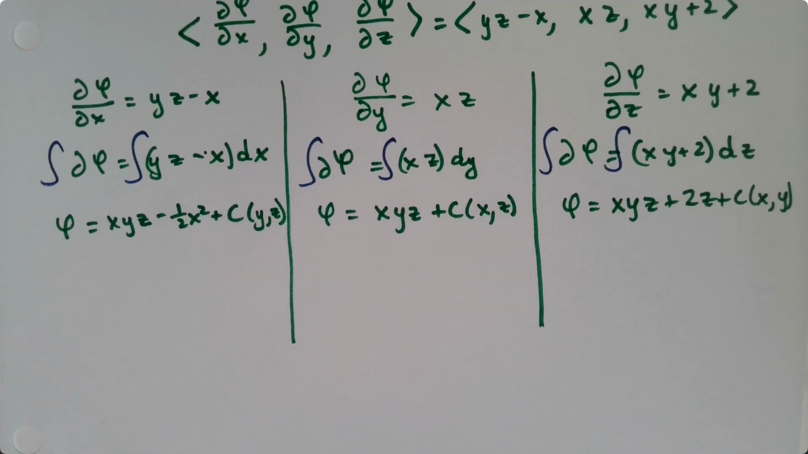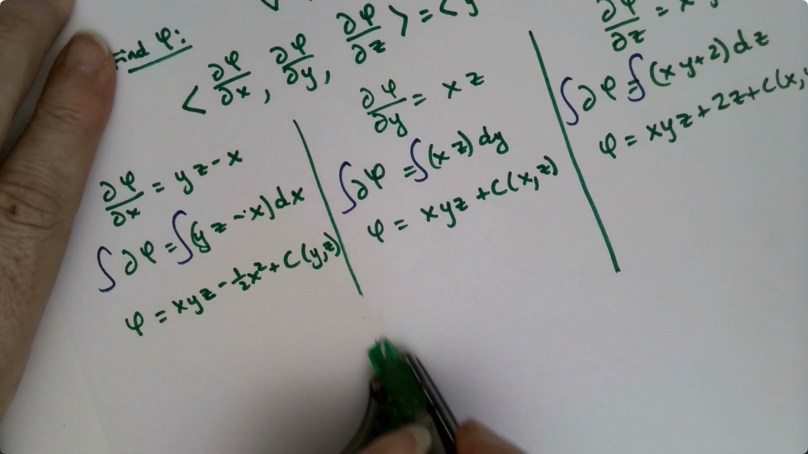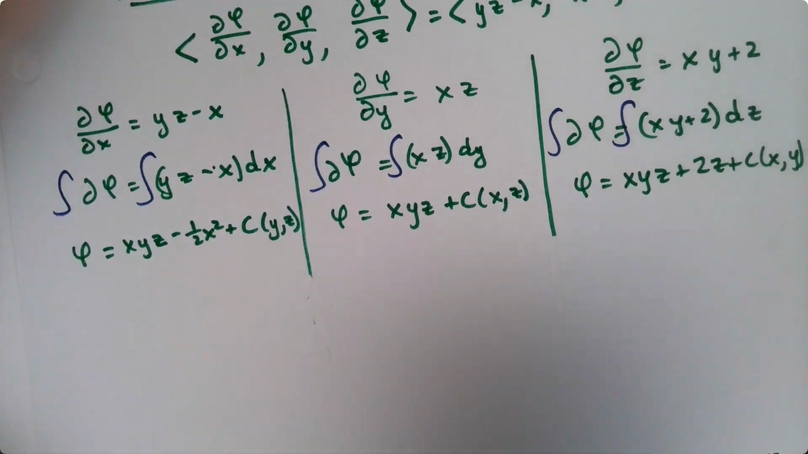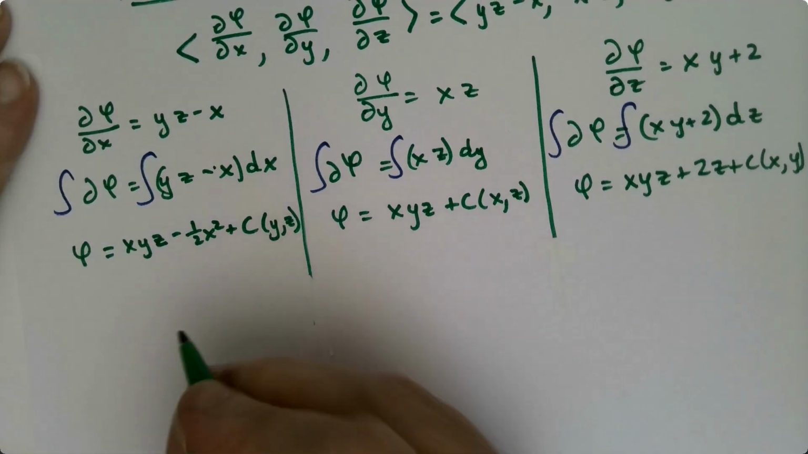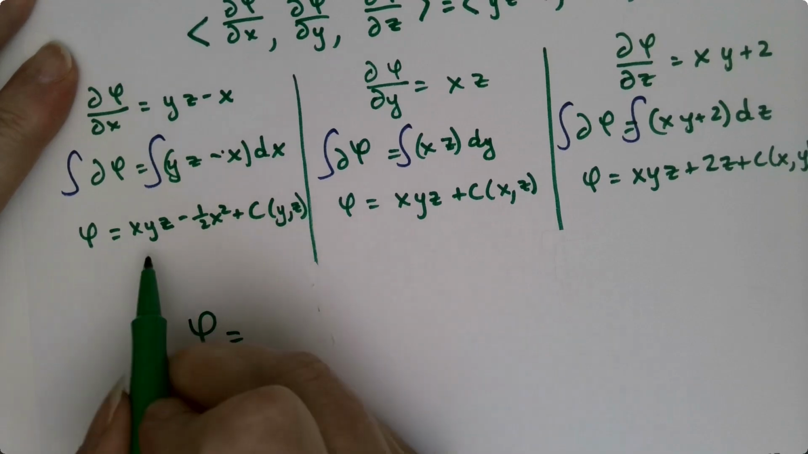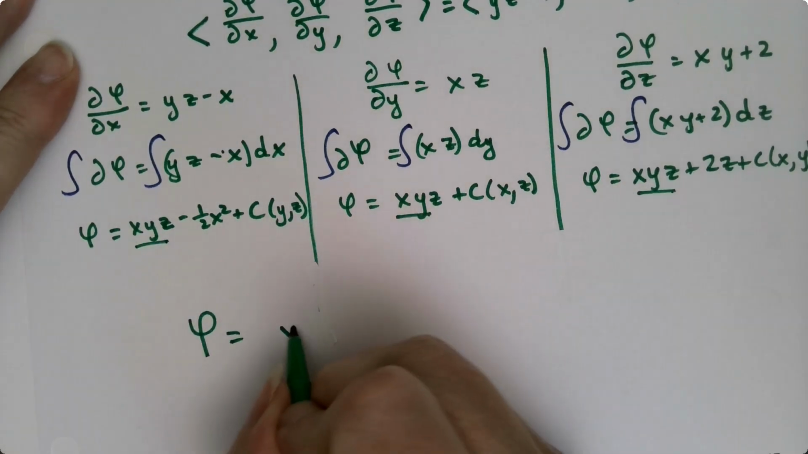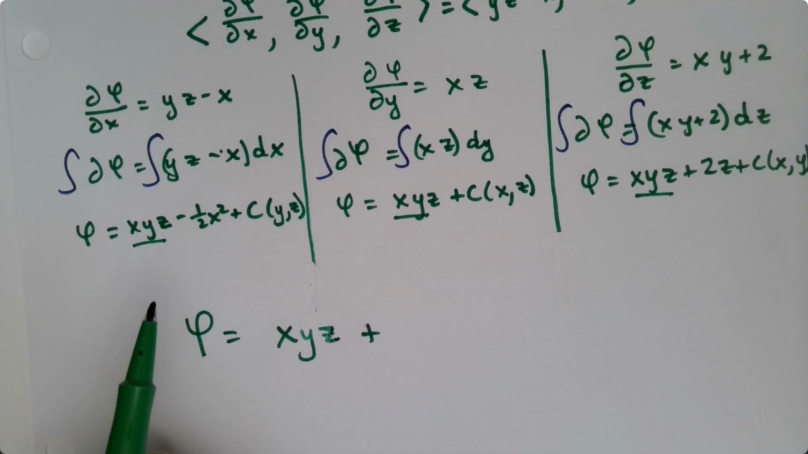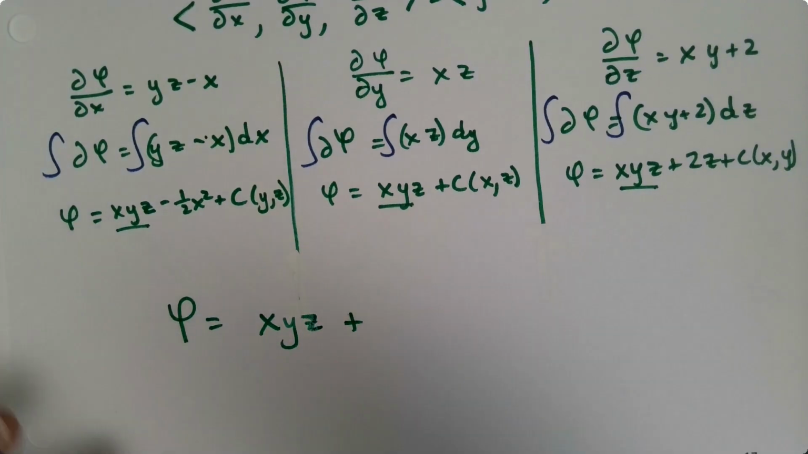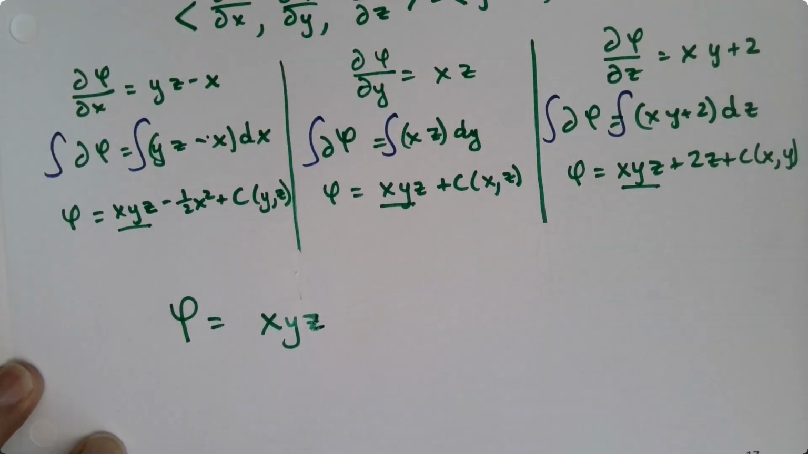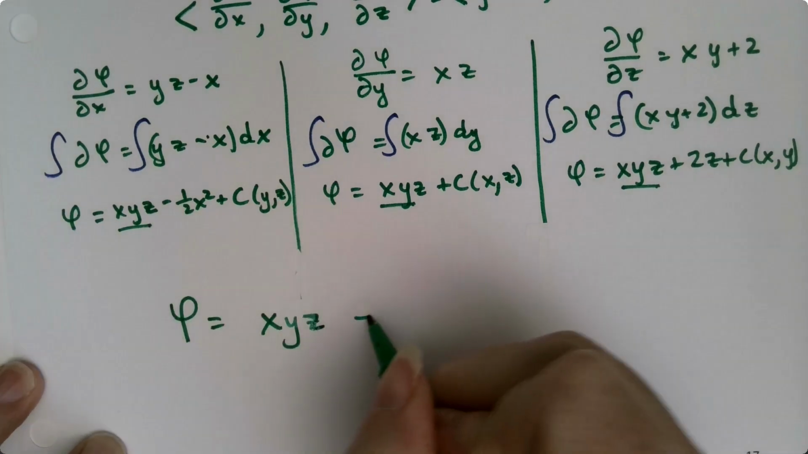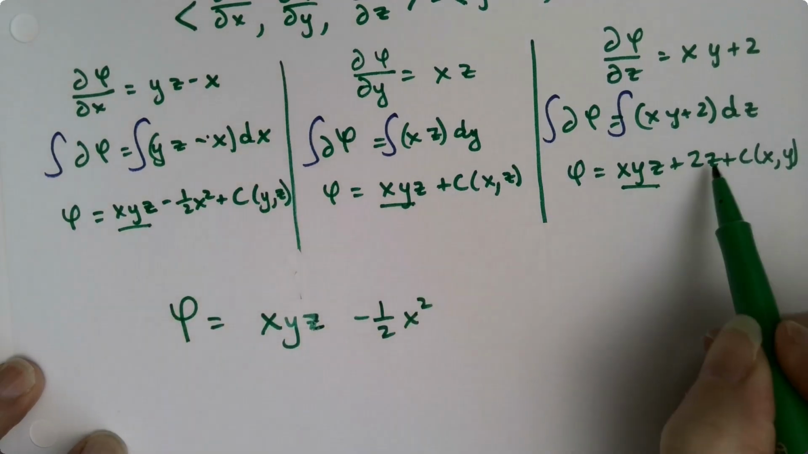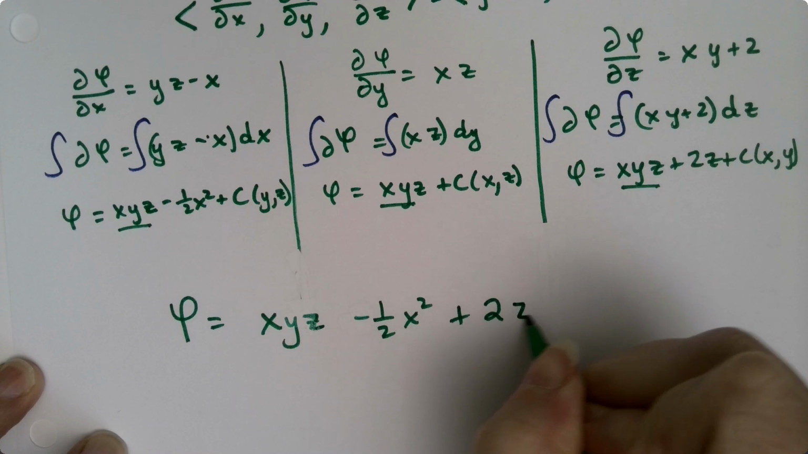Okay, so now putting these together, we can come up with phi. Phi will be a component of all of them. Anything they have in common, like xyz, that's going to be there. And then anything they don't have in common but is in one of them. So I guess I shouldn't have written a plus sign because the next one will be a minus 1/2 x squared. Right, that's the only thing this one had to add. This one doesn't have anything, plus 2z.